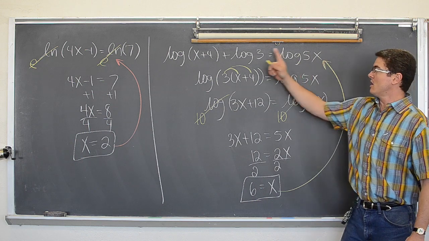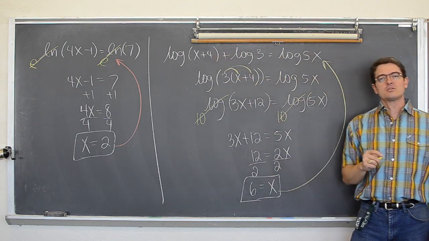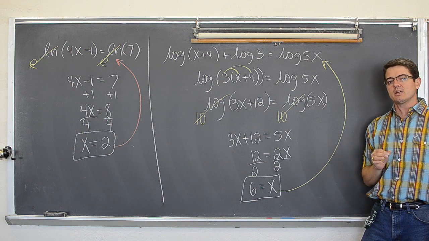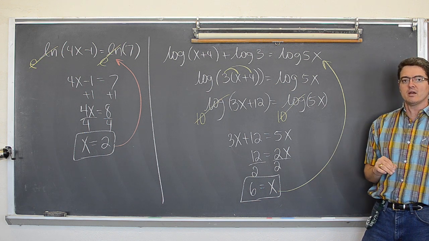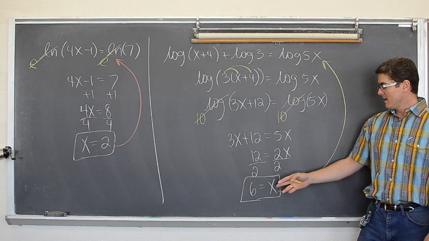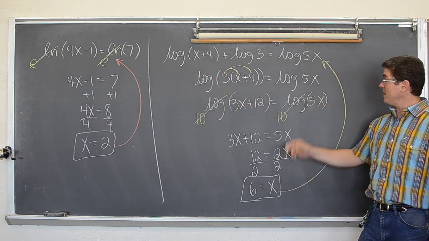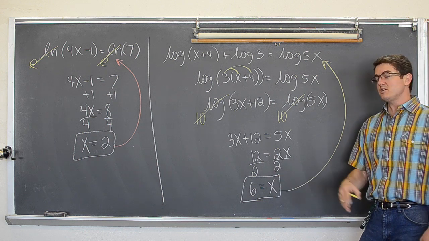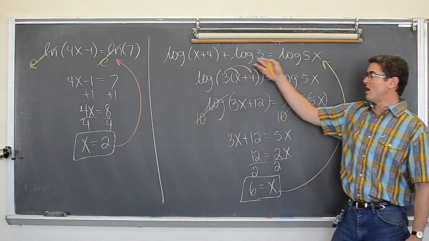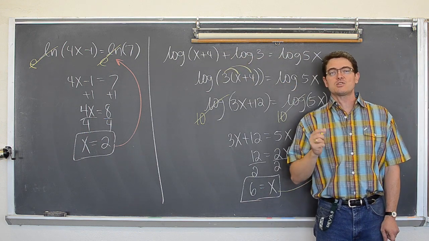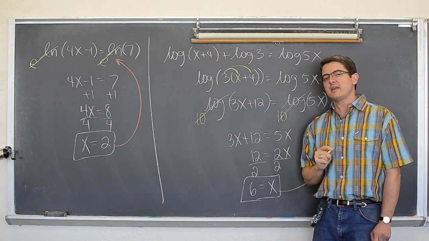And again, we must make sure that we're actually able to take that 6 and plug it into all of the logs in our original problem, and make sure we're not attempting to log a negative number, because those values are going to be undefined or no solution. And 6 plus 4 is 10. This is always going to be 3. 5 times 6 is 30. So indeed, we will be able to log these, and I'm pretty sure when you plug that 6 back in, it is going to check out as a correct and valid answer.